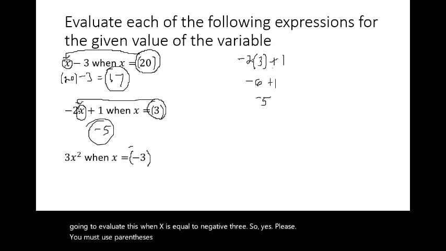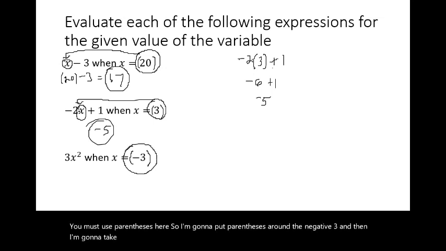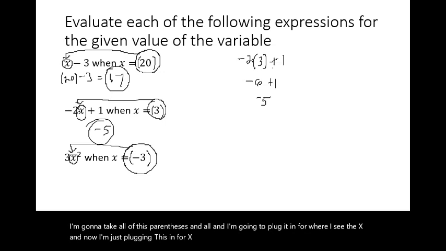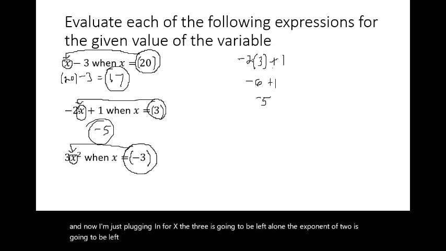So I'm going to put parentheses around the negative 3, and then I'm going to take all of this, parentheses and all, and I'm going to plug it in for where I see the x. And now I'm just plugging this in for x. The 3 is going to be left alone, and the exponent of 2 is going to be left alone. Anything that is not an x needs to be left alone and left exactly where it is.